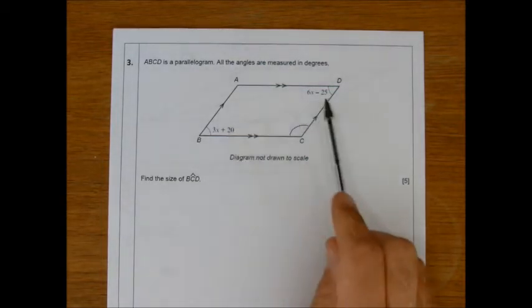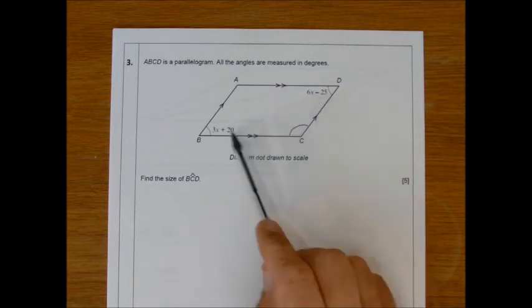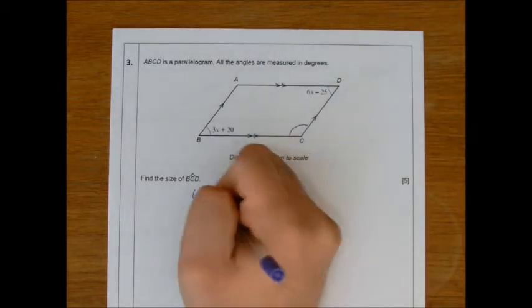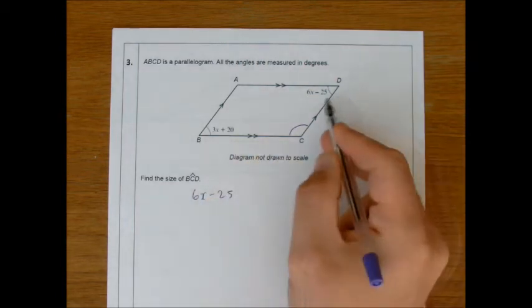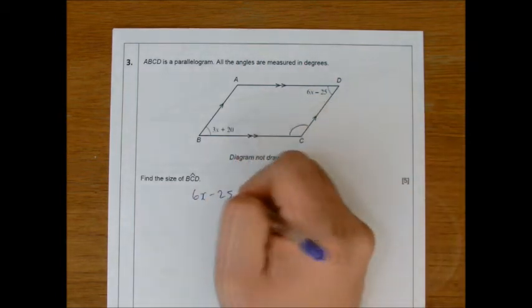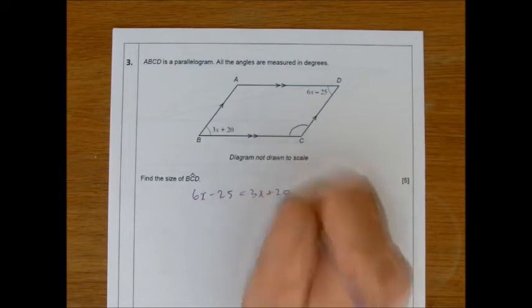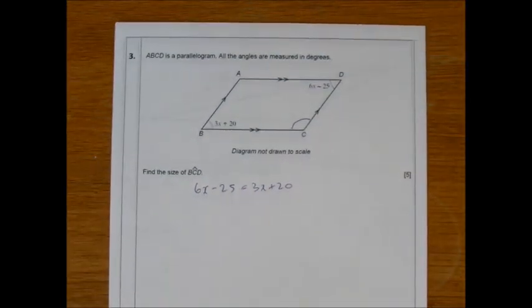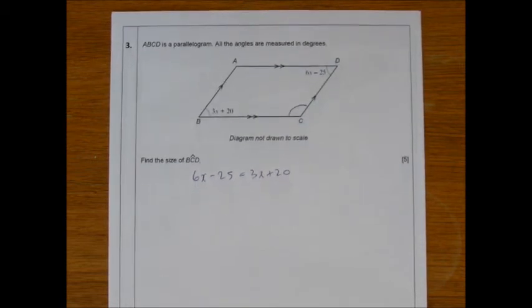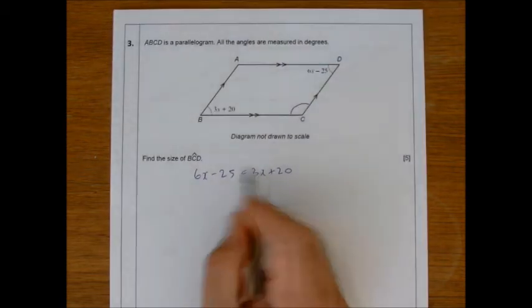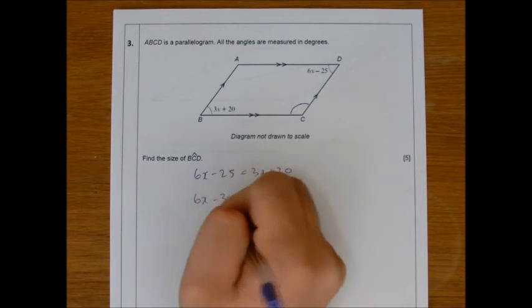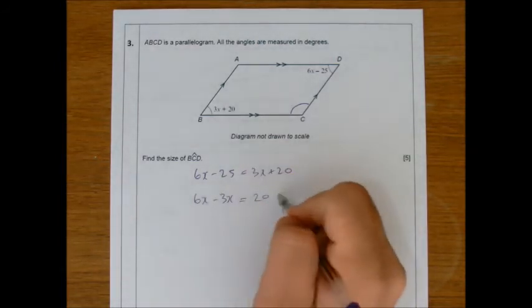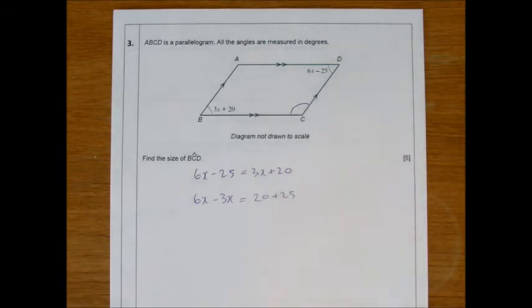We know, of course, in a parallelogram, opposite angles are equal. So in this case, the opposite angles, that's 6x minus 25, that angle is equal to this angle. So you've got yourself some algebra. Because those two are equal, get the x's one side, numbers on the other side. So I take the 3x over, 6x minus 3x, and if I take that minus 25 over that side, it becomes plus 25.